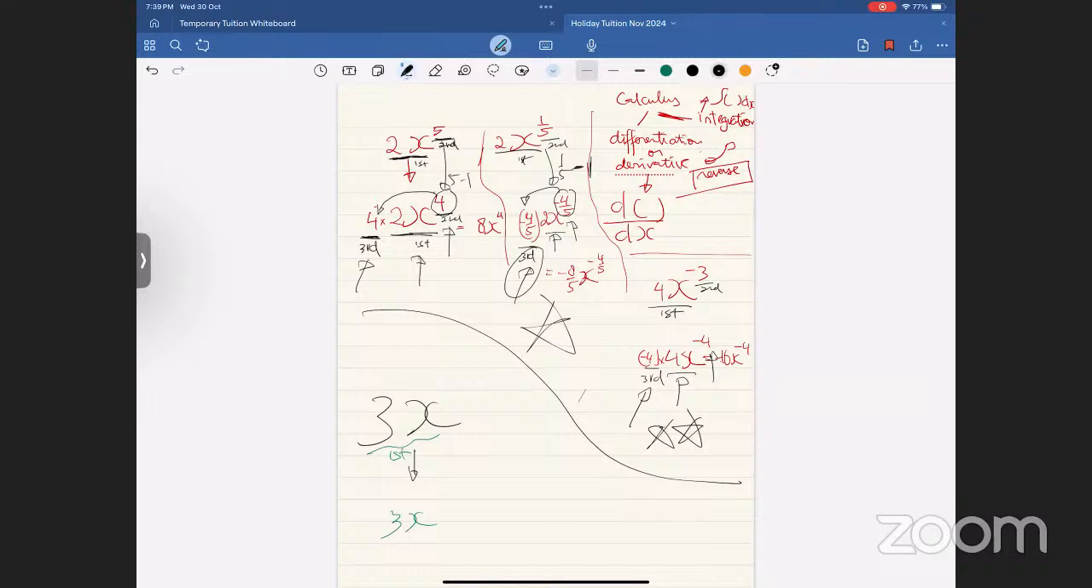Write down minus 1. So the power is minus 1. But what is the original power, ladies and gentlemen? What is the original power here? 1. Therefore, 1 minus 1 is 0. That is why you should write 3x to the power of 0. Okay?